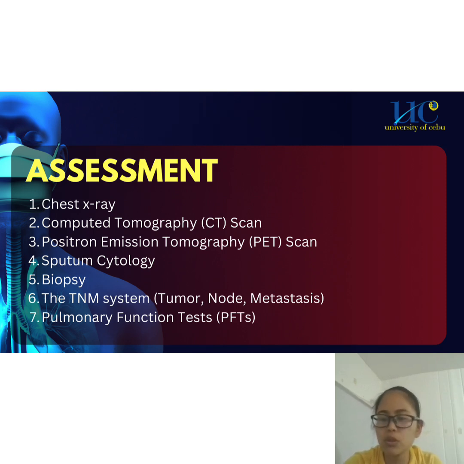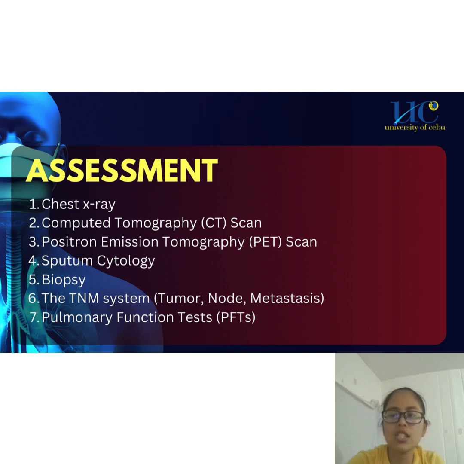Next is the sputum cytology. It is a routine examination and screening method for detecting central type lung carcinoma such as squamous and small cell carcinoma. Next is the biopsy. Biopsy is very important because it can help to determine if you have cancer or another condition. Next is the TNM or tumor, node, metastasis.